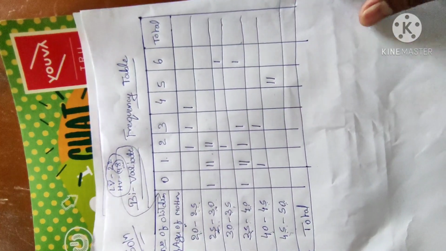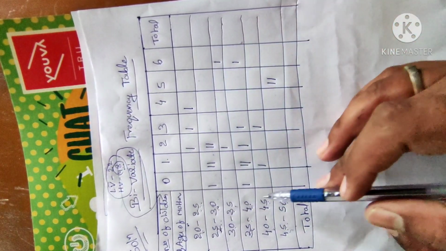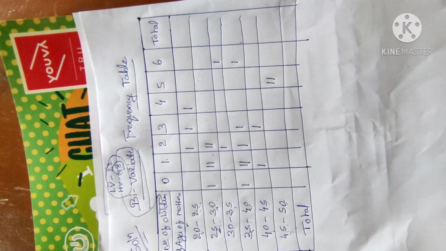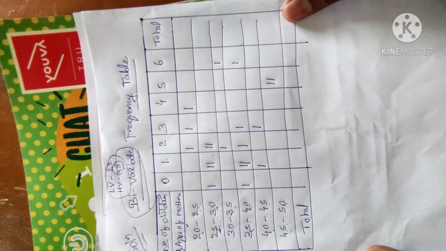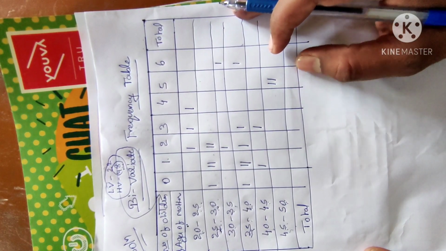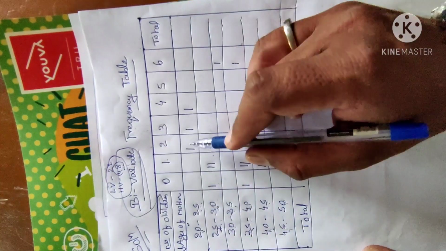First we have to convert the information in the form of tally bars. After converting the tally bar information, we have to convert it into a frequency distribution. So we have to make a total here. Here they are given information: 20 to 25 is 1, 2, 3.